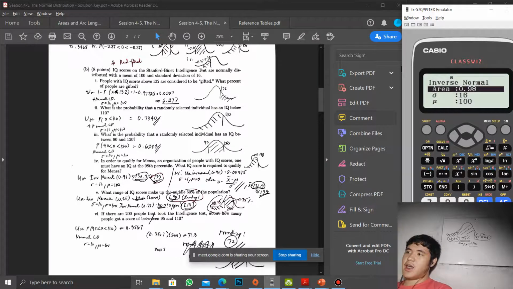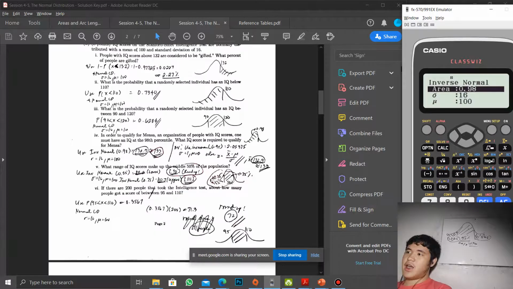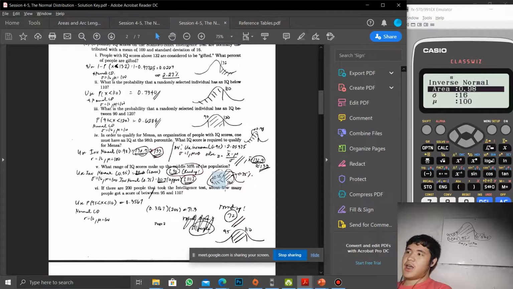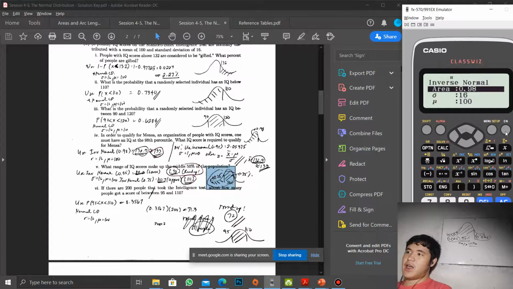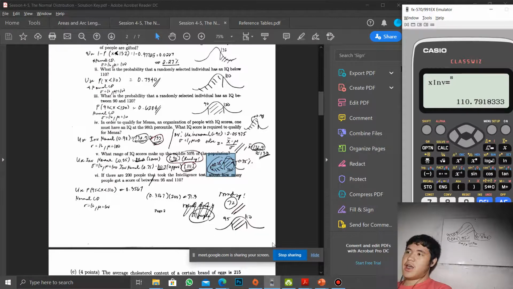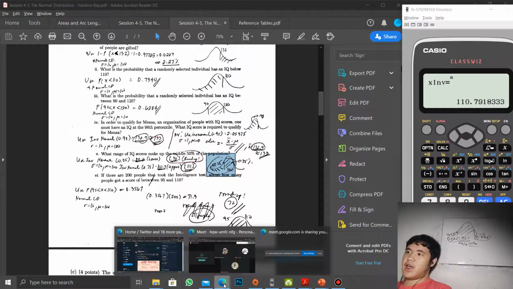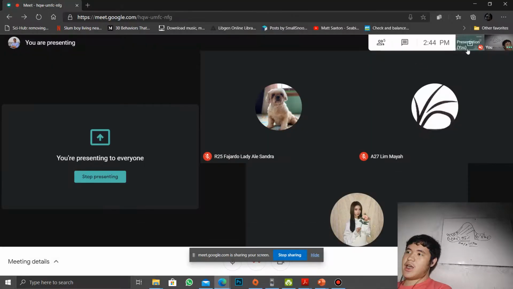And lastly, what range of scores make up the middle 50% of the population? So, middle 50% meaning na 25% to the left of one score and sa kabila 75%. So, let's draw. Dito muna 0.25. Lower range 90. Upper range 111. Okay?